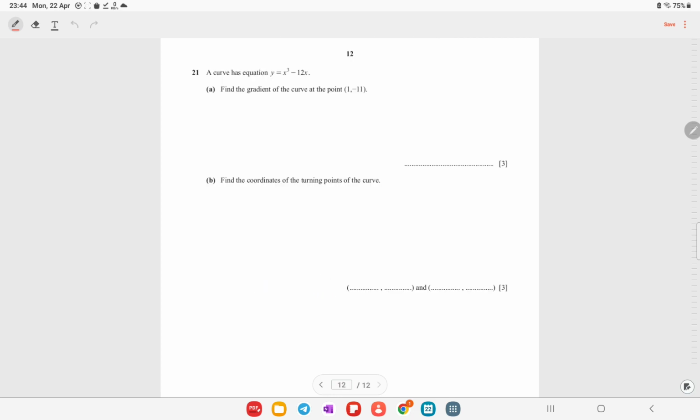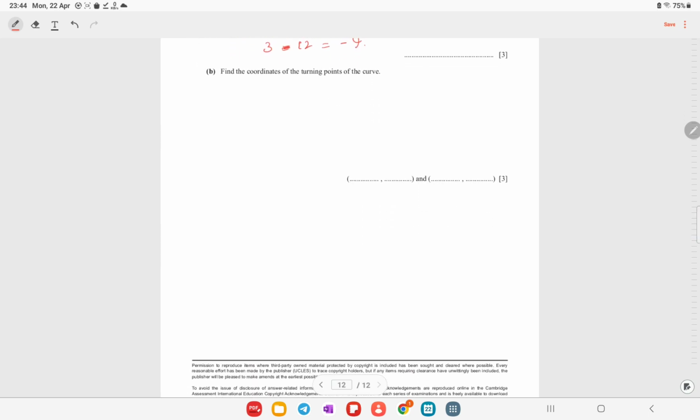Okay, a curve has the equation y equals x cubed minus 12x. Find the gradient of the curve at this point. Simply you have to do differentiation over here, and this is going to be 3x squared minus 12. Then put x equals 1, so this is going to be 3 minus 12 equals minus 9. So this is going to be the gradient of the curve.